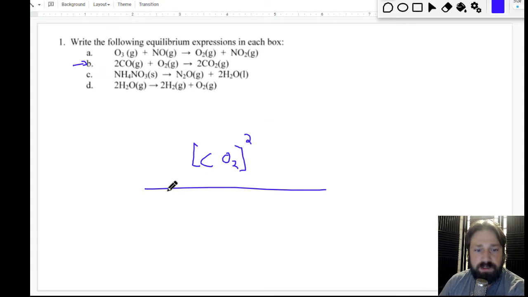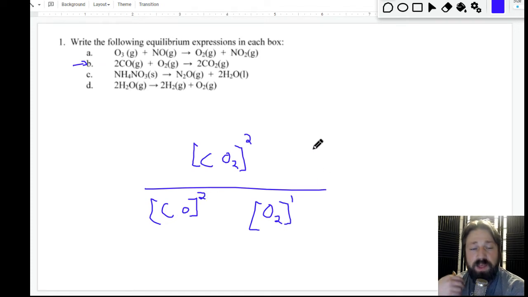The reactants are going to be CO and O2, carbon monoxide and oxygen. So it's the concentrations of these raised to the power of the coefficients. Oxygen is just 1, no big deal. And this one is 2. There we go. That's all we're going to do to write these equilibrium expressions. That's all we're really wanting to do right now is just write them. We'll add numbers to it later, but I just want you to be able to create these.